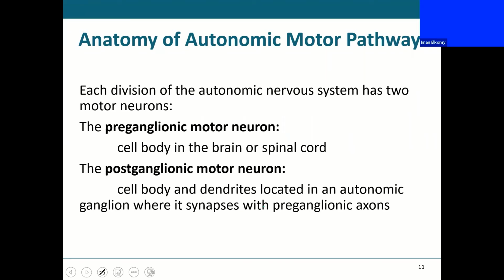Our motor pathways. Remember, there's two neurons. There's a preganglionic neuron, which comes from the lateral gray horn of the spinal cord. And our postganglionic neuron, which will have its cell body in that ganglion, in the autonomic ganglia.